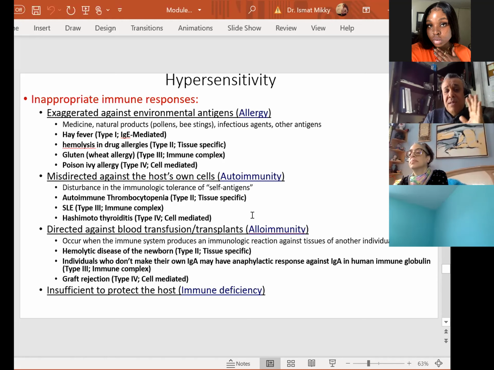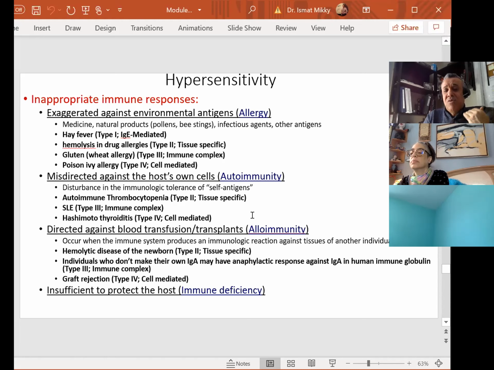type 1 is always going to be IgE mediated. And I will go over the IgE mediated because that's the most common one. Patients who are allergic to, let's say, seasonal allergy due to exposure to pollens in the spring, right? They will develop that allergy attack. That is IgE mediated. It's called type 1 hypersensitivity. Type 2, which is hemolysis and drug allergies, like patients who are allergic to penicillin. When they develop the allergy, that is type 2, because it's tissue specific.